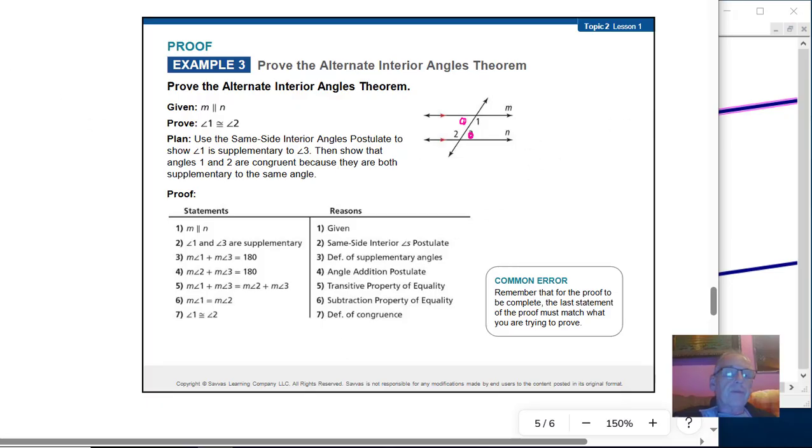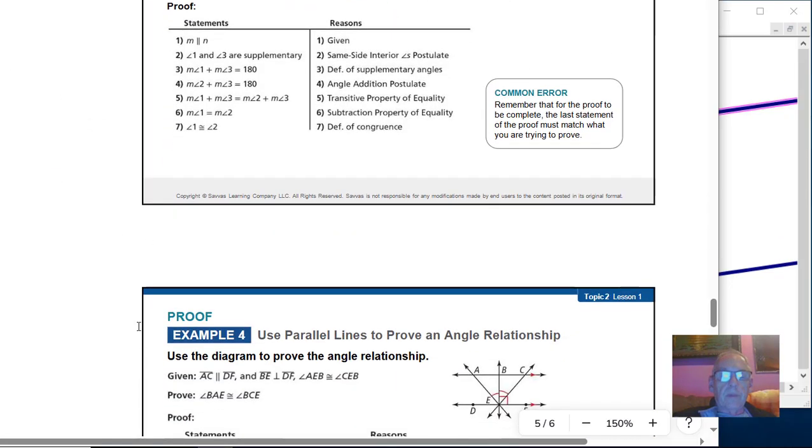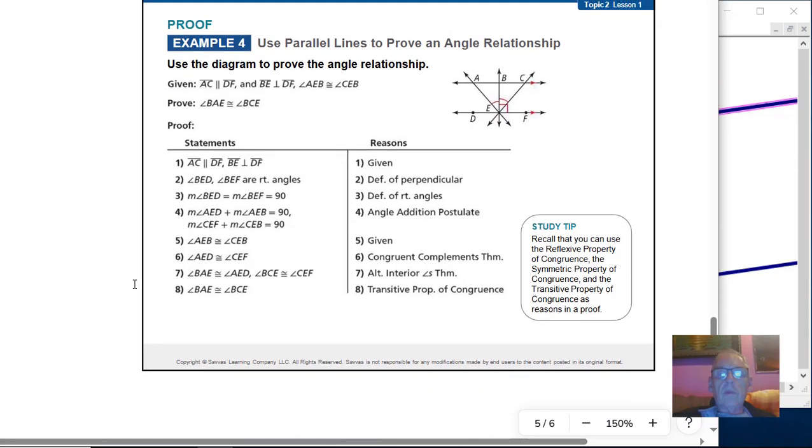Back to the slides. Okay, so here's an example proof.